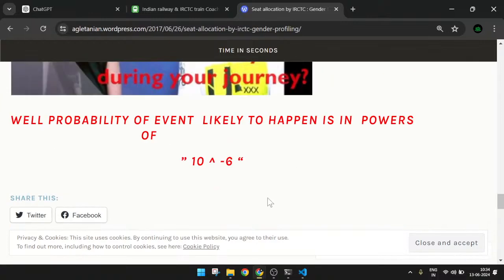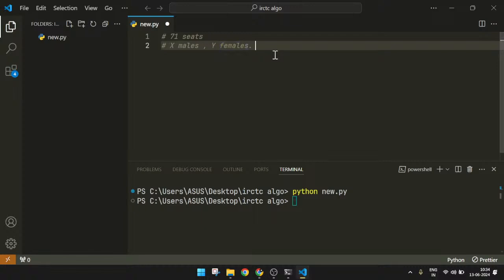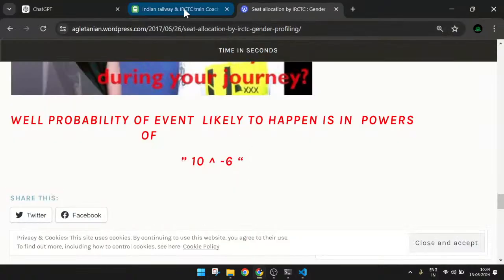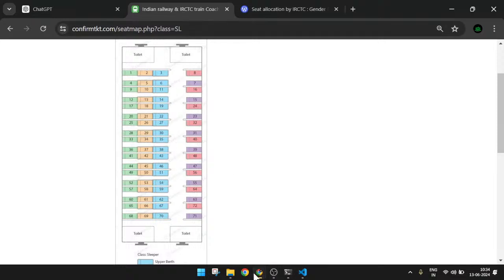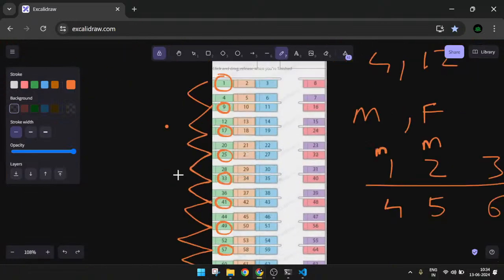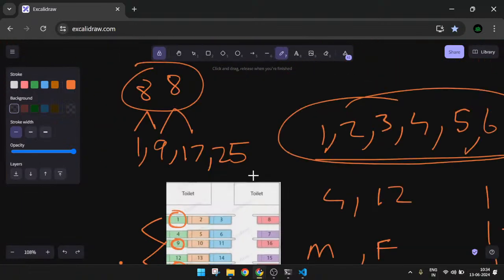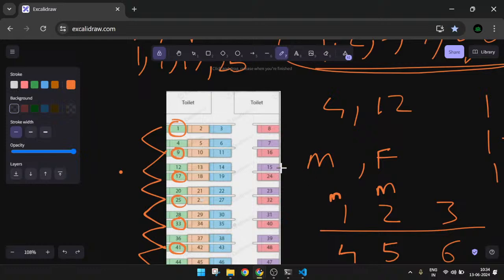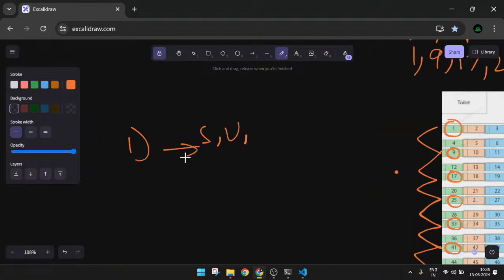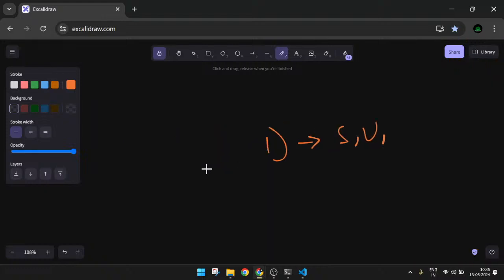Oh my god. After reading that article, I'm able to understand how this algorithm works. Now what I have to do is understand it and create a system, and I'll not consider groups. Okay, I'll consider all the passengers as single and unmarried. In this video, we will create this algorithm.